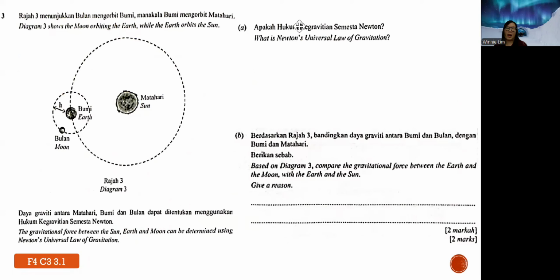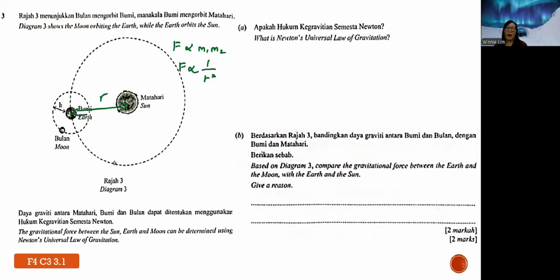In short, there is an equation or relationship under Newton's universal law of gravitation, where the gravitational force is directly proportional to what? The mass of the two bodies. And it is inversely proportional to the distance squared between the objects, from the center of these two objects. We call this R.